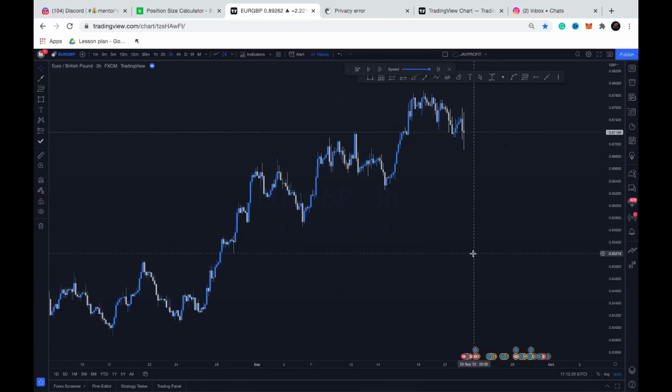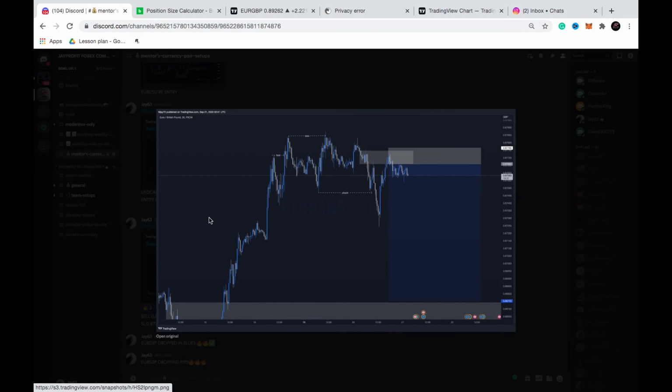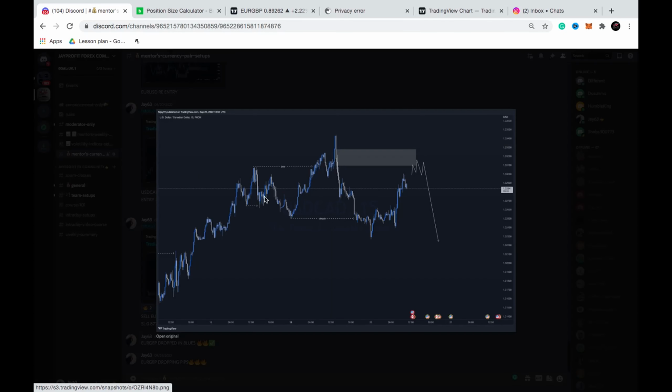Right here on my chart you can see I have Euro GBP. I'm going to be using Euro GBP as a case study, as that was part of the trades I took last week. I'm going to show you real quick. So this is the trade right here. This is the Euro GBP setup I sent into my mentorship group, for them to take the Euro GBP trade.